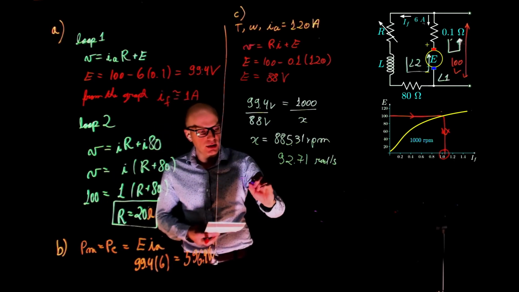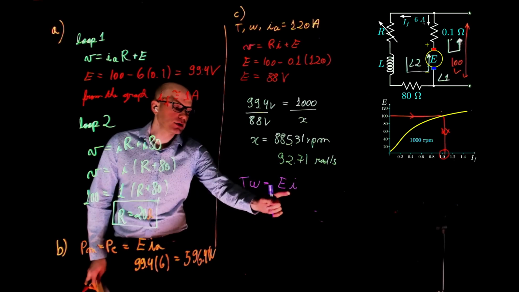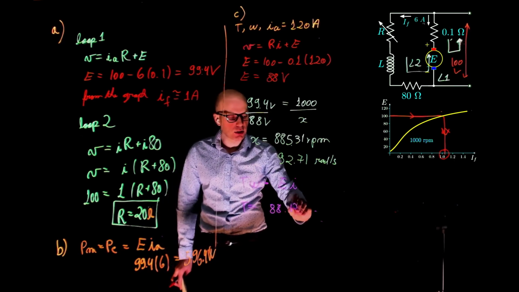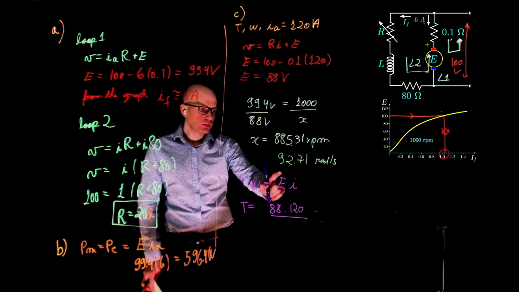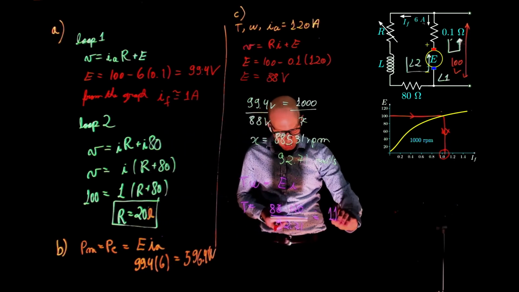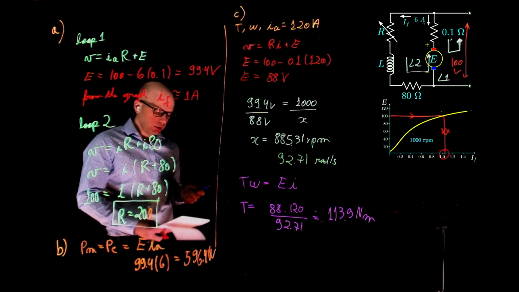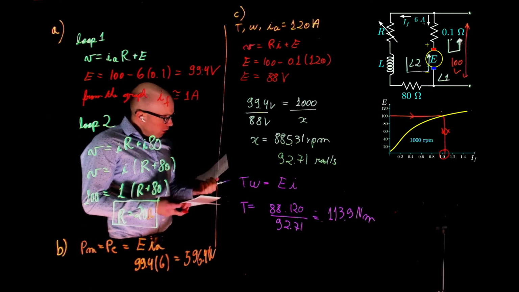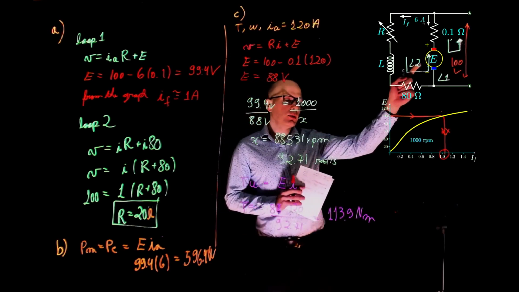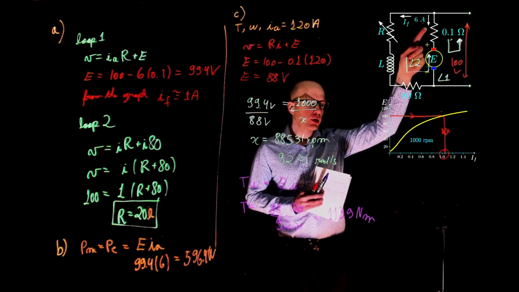So we can still say that T times omega, torque times speed, equals voltage times current. We have all these except the torque. So the torque would be the new E, 88, times the new I, 120, divided by the new speed in radians per second, 92.71. This gives us the torque as 113.9 Newton meters. All right, so this torque was applied. The motor is slowed down to deliver this torque, so to reach that, we need to increase the current. Another way to see this is that as the motor is slowed down, the voltage generated here drops, which leaves more current flowing through this resistor.